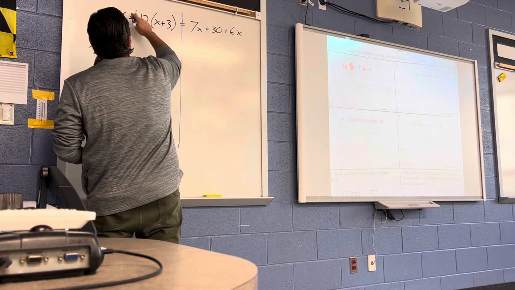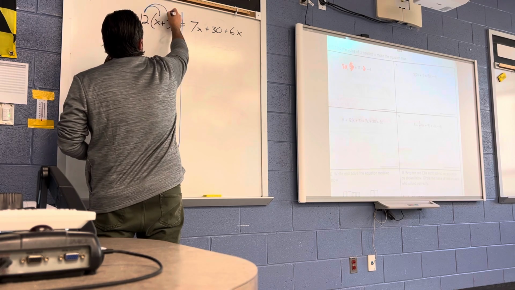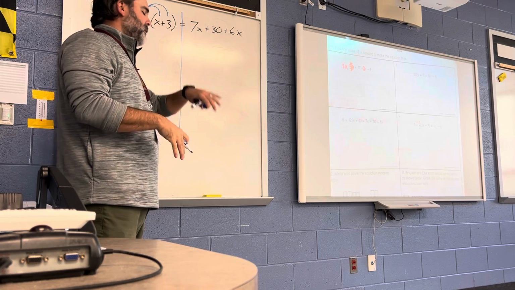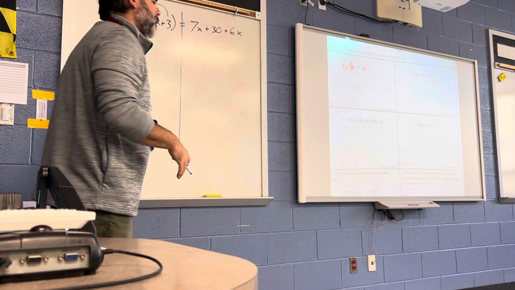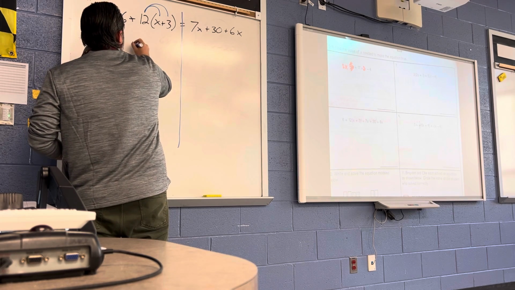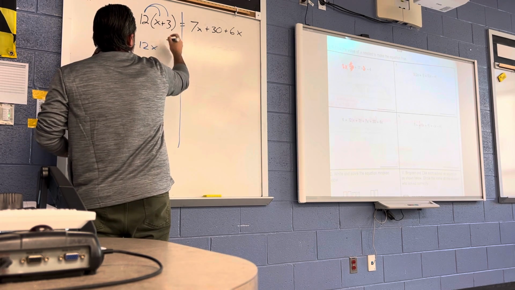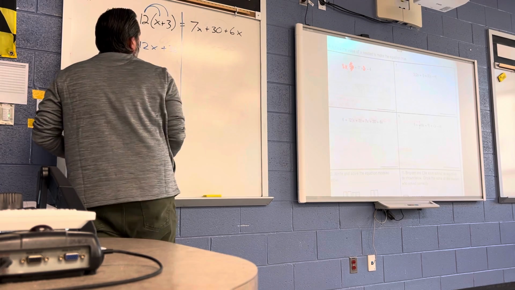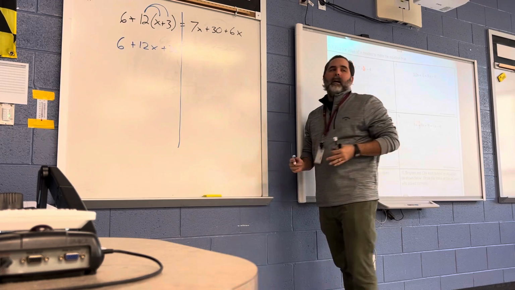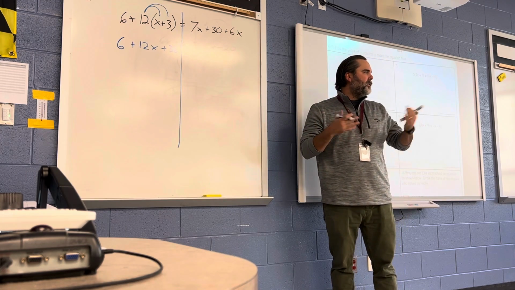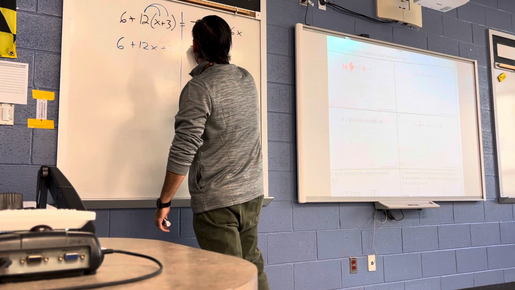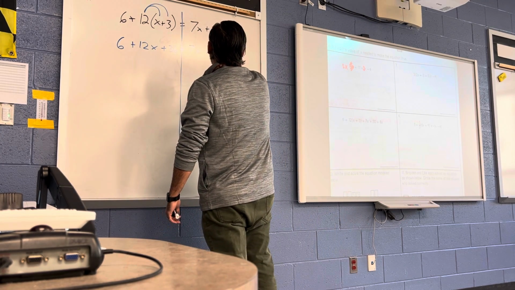We're distributing 12 times x and 12 times 3. Everything else in the equation drops down. The 6 comes down. 12 times x is 12x. 12 times 3 is 36. And then this side, I'm just going to bring it down for now. Usually I would start combining like terms already, but let's just do one step at a time here. So this is equal to 7x plus 30 plus 6x.